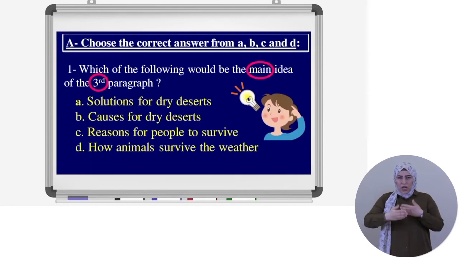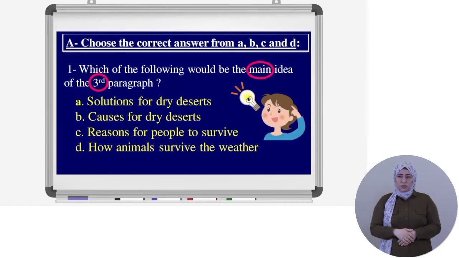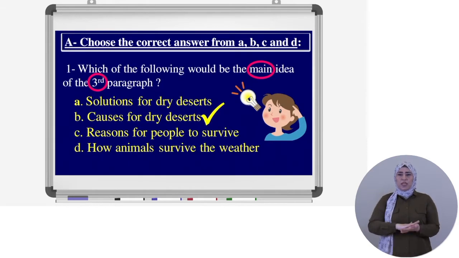Which of the following would be the main idea of the third paragraph? Let's take a quick look at the third paragraph to scan and look for the information given. It discusses here that dry and hot deserts are formed by animal grazing, which makes it difficult for the plants to grow. It also discusses cutting down trees and farmers not knowing how to use the land effectively, which causes damage. So when we take a quick look at the multiple choice given, are these solutions, causes for dry deserts? Is this a reason for people to survive, or how animals survive the weather? The answer would be causes for dry deserts.